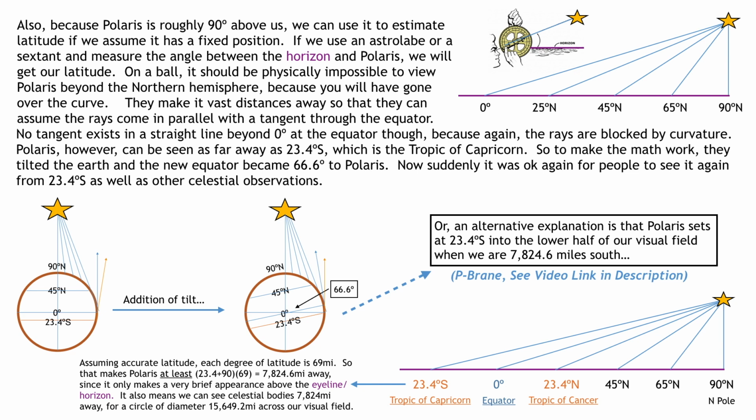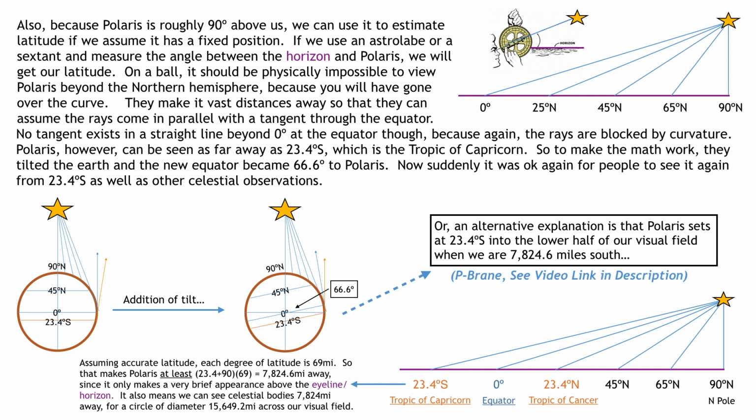So the way you get that 7,000 miles is assuming accurate latitude. Each degree of latitude is 69 miles, so that makes Polaris at least 23.4 degrees south plus 90 times 69 miles, so 7,824.6 miles away. Since it only makes a brief appearance above the eye line or horizon at 23.4 degrees south latitude, it also means we can see celestial bodies potentially at least projected 7,000 apparent miles away for a circle diameter of vision of roughly 15,000 miles.